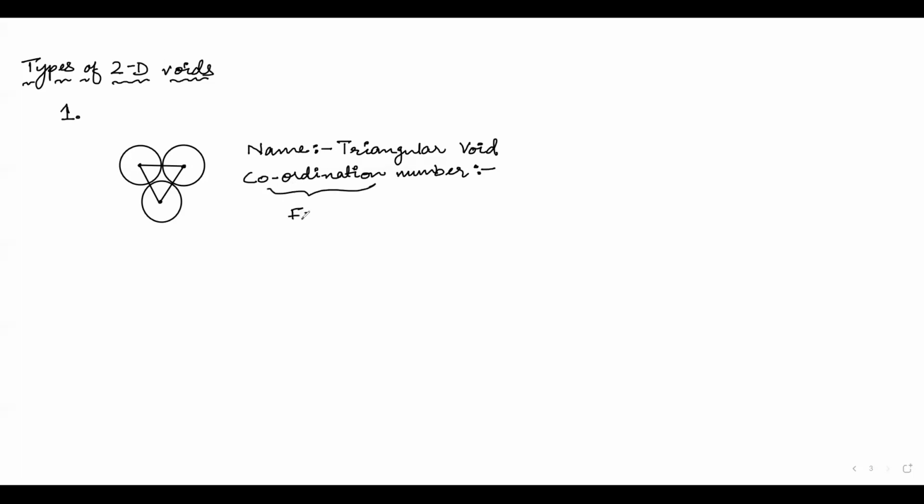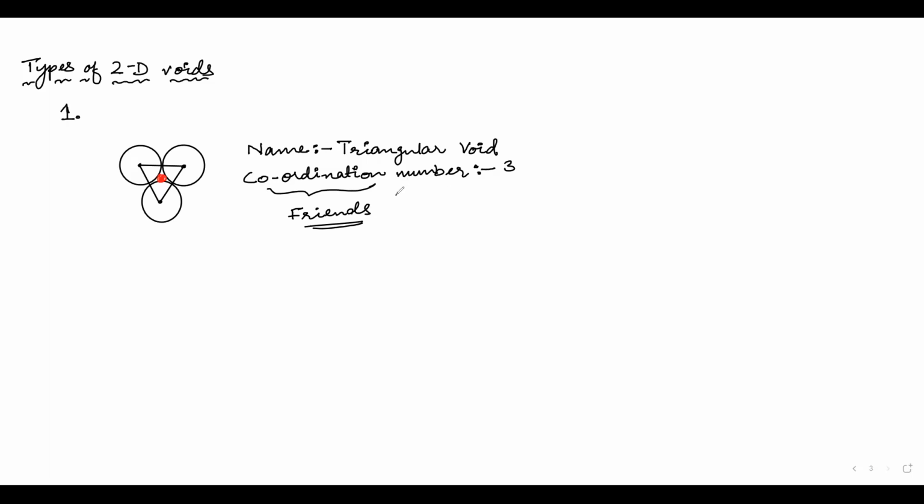Now the coordination number, as I said, is what? Friends. Friends are those who keep in touch. So this is the void, right? I hope you can see the void. As you can see, this void is touched by how many atoms? 3. So the coordination number would be 3.